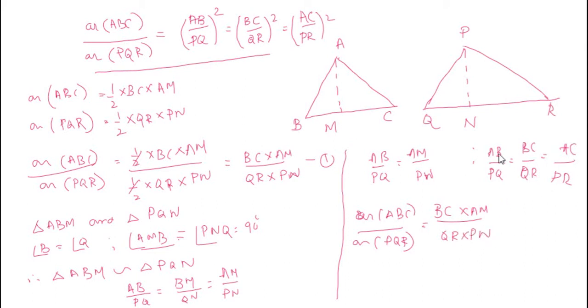Now BC by QR equals AB by PQ. So we'll say AB by PQ, then into AM by PN. AM by PN, we said that is also AB by PQ, so we will replace AM by PN also with AB by PQ, into AB by PQ. This can be written as AB by PQ whole square.